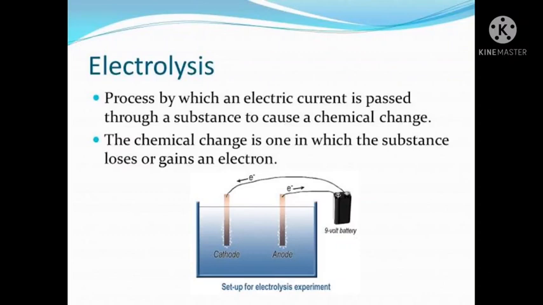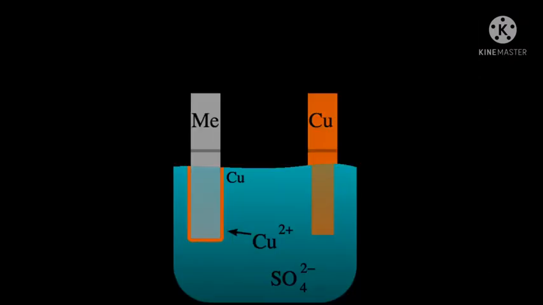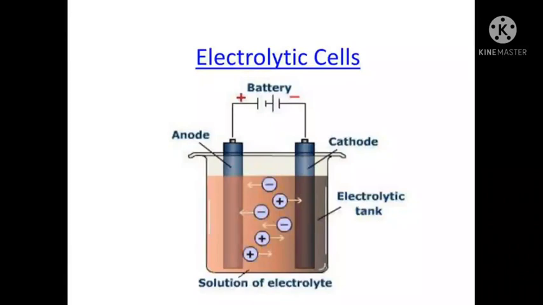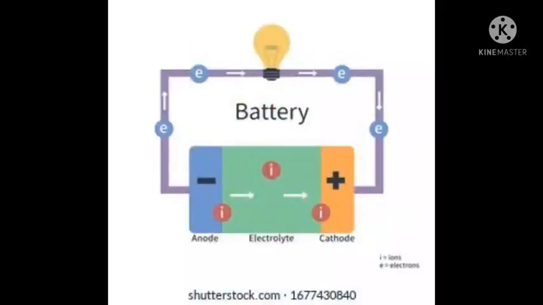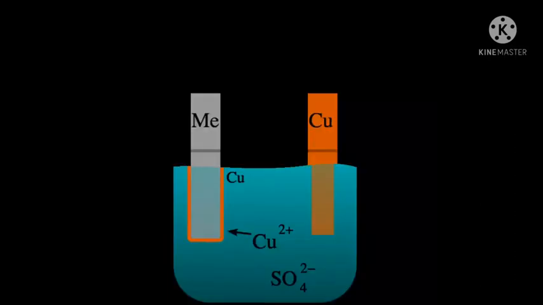Now, let us understand the various components of the electrolytic cell. The solution that conducts electricity in the presence of ions is said to be an electrolyte, and the whole setup is said to be an electrolytic cell. The first component of the cell is the battery. The battery is connected to the electrodes, which complete the circuit for the flow of electric current through the electrolyte. Then the electrodes. These are rods made up of a conducting material.